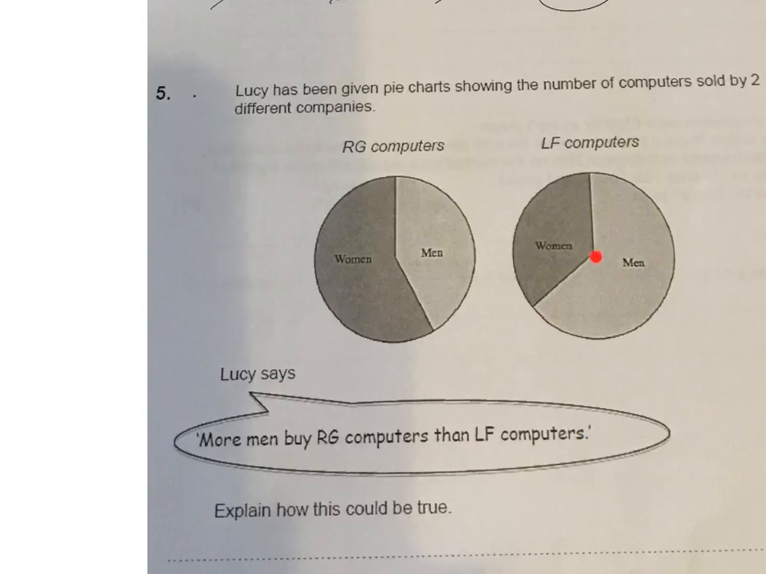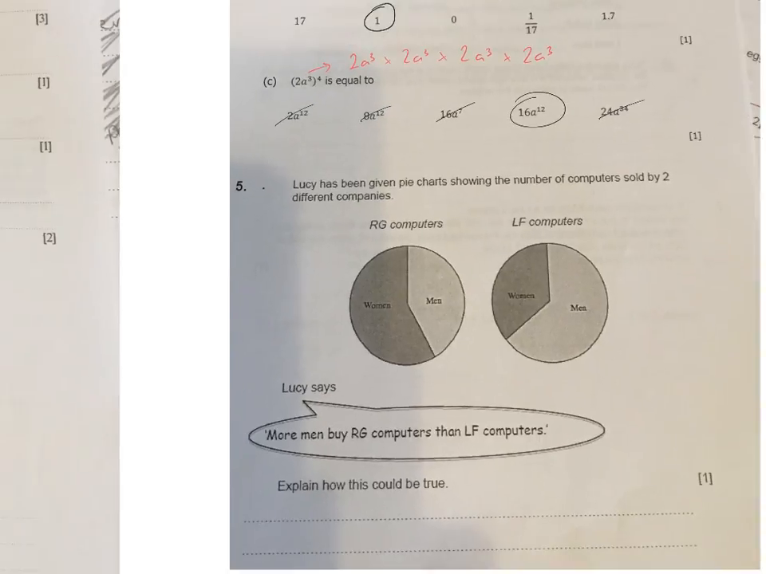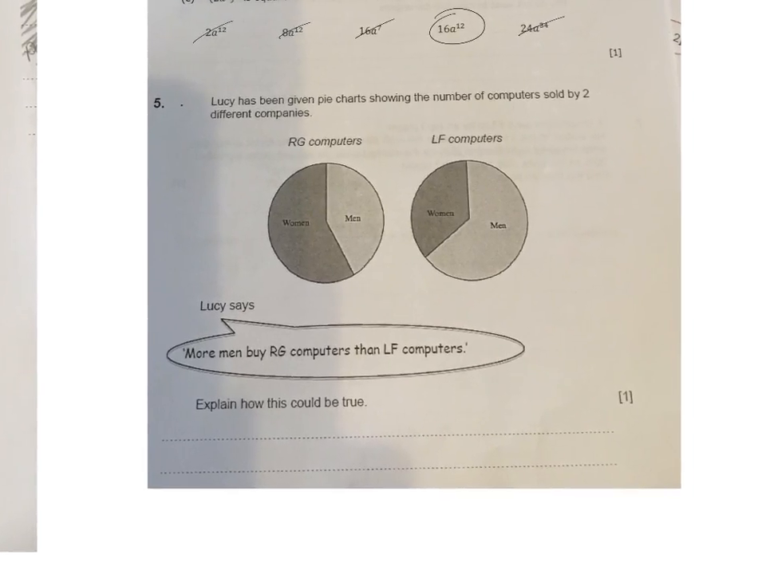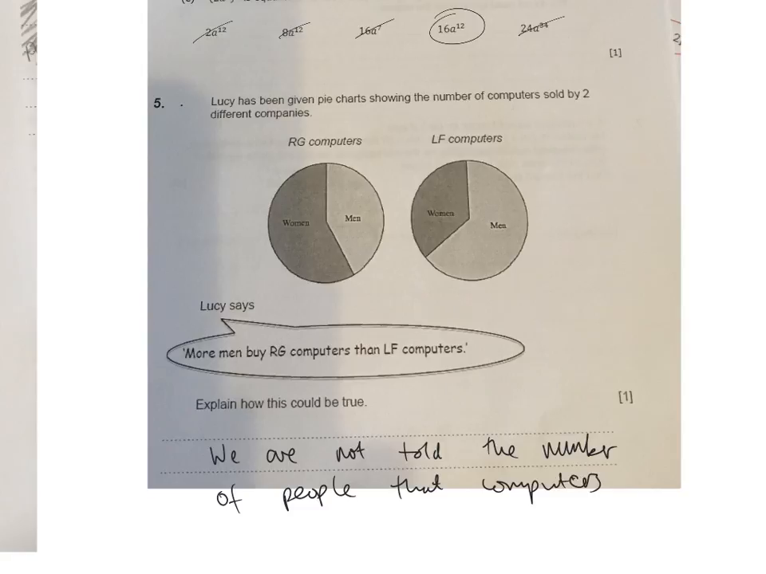And I just assumed it was that one, but I'm not given any numbers of people who have bought stuff here. So it says explain how this could be true, as long as you mention something about the numbers of people buying them. So we are not told the number of people that buy computers. That would have got you the mark, okay? That's all you need to write.